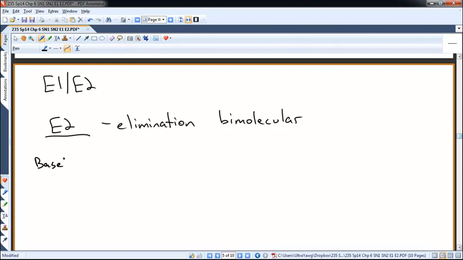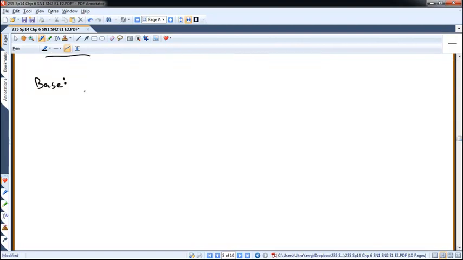Right? In an E2 mechanism, you're going to start with some base. That base is going to have a lone pair of electrons, and ideally you want it to be a pretty good base. Scroll down a little bit. And this time what we're going to do is we're going to remove a proton from the position that is alpha, meaning next to the carbon that wears the leaving group. So instead of having a nucleophile attack here, instead we're going to have a base deprotonate here.